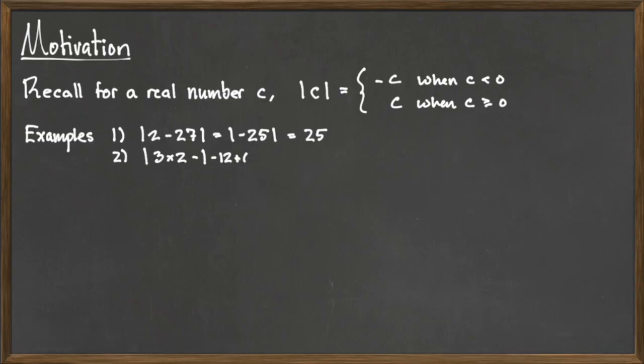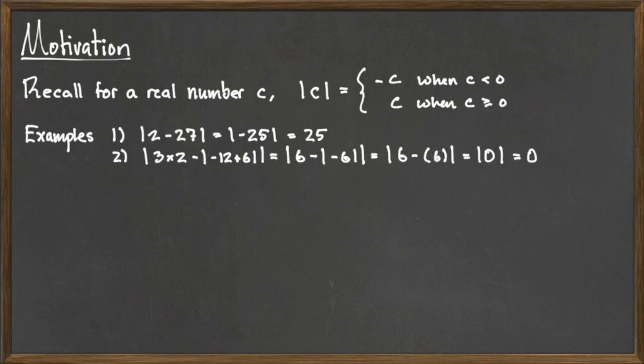Next, take the absolute value of 3 times 2 minus the absolute value of the quantity -12 plus 6. Absolute value bars behave kind of like parentheses in the order of operations. So I'm going to combine that -12 and positive 6 first, and I'm going to multiply the 3 and the 2 together. This becomes -6 minus the absolute value of -6. That reduces to -6 minus 6, which is the absolute value of 0, which is simply 0.